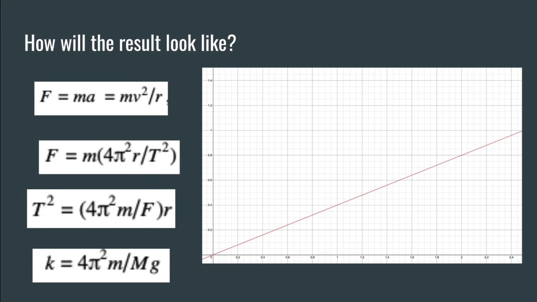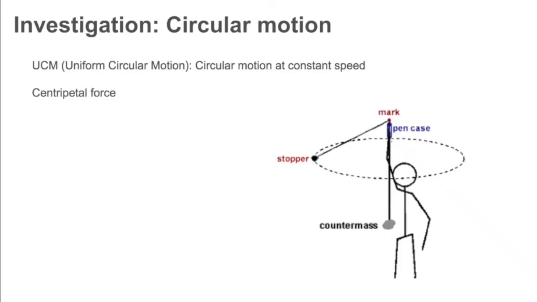It is also possible to deduce the gravitational force. We can derive gravitational force G from the equation by replacing it with the gradient. The gravitational G is equal to 4 pi squared mass of stopper divided by mass hanging on the string times the gradient. In this experiment, I will be investigating uniform circular motion.